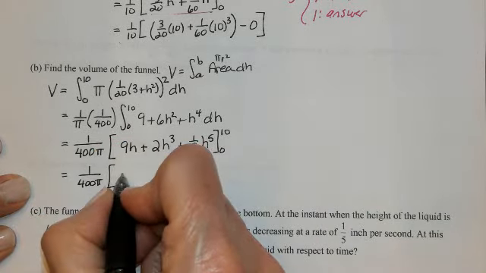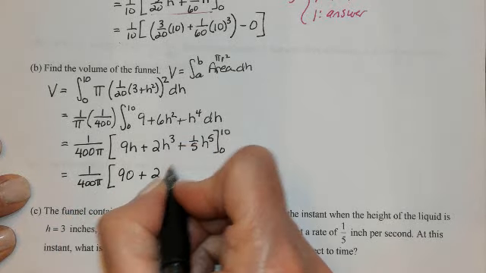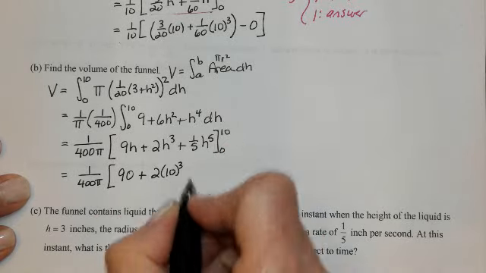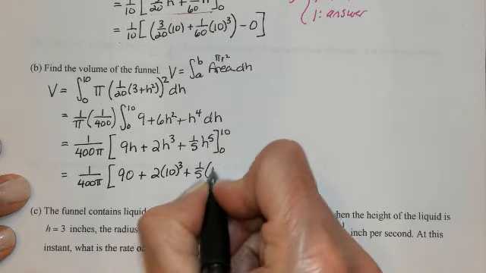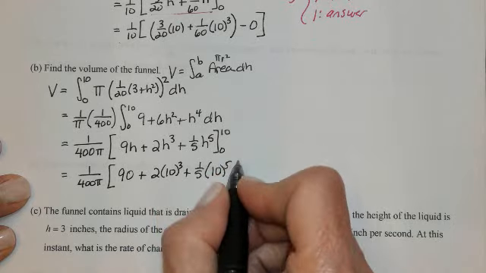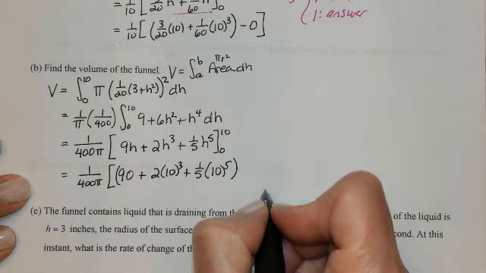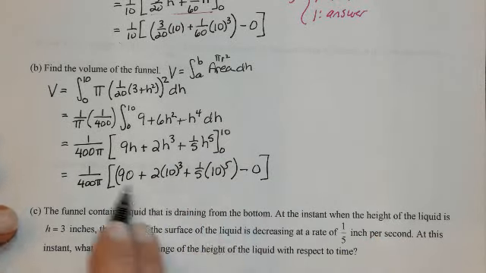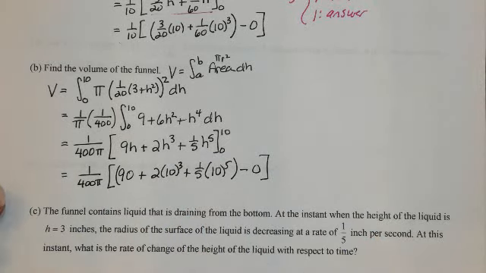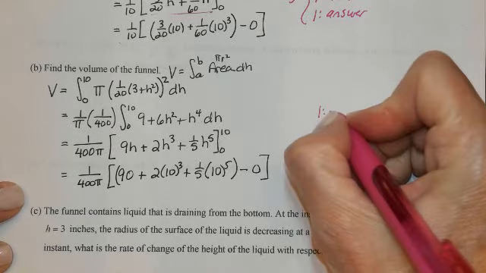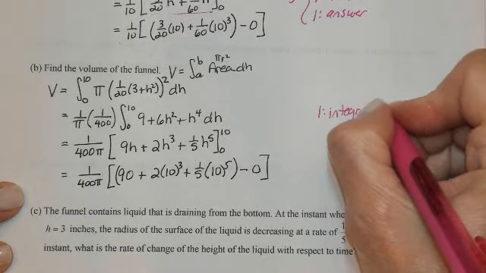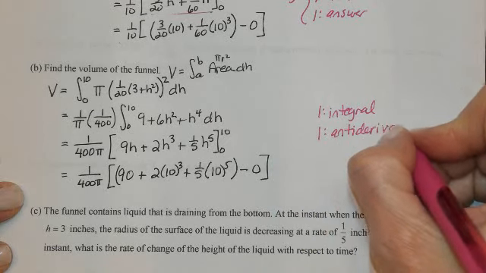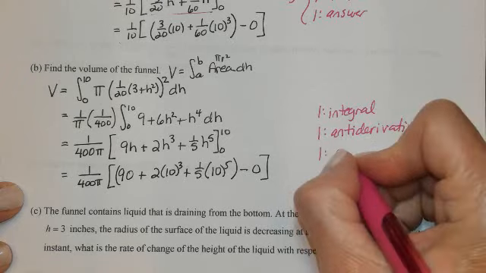When we put 10 in for h, we'll have 90 plus 2 times 10 cubed, which will be 2,000, plus 1/5 times 10 to the 5th. That's when we put 10 in. When we put 0 in for h, everything has a 0, so that's just 0. So this would be our safe stop spot, and that's where I would stop. They gave 1 point for the integral, just like I expected, and then 1 point for the antiderivative, and 1 point for the answer.